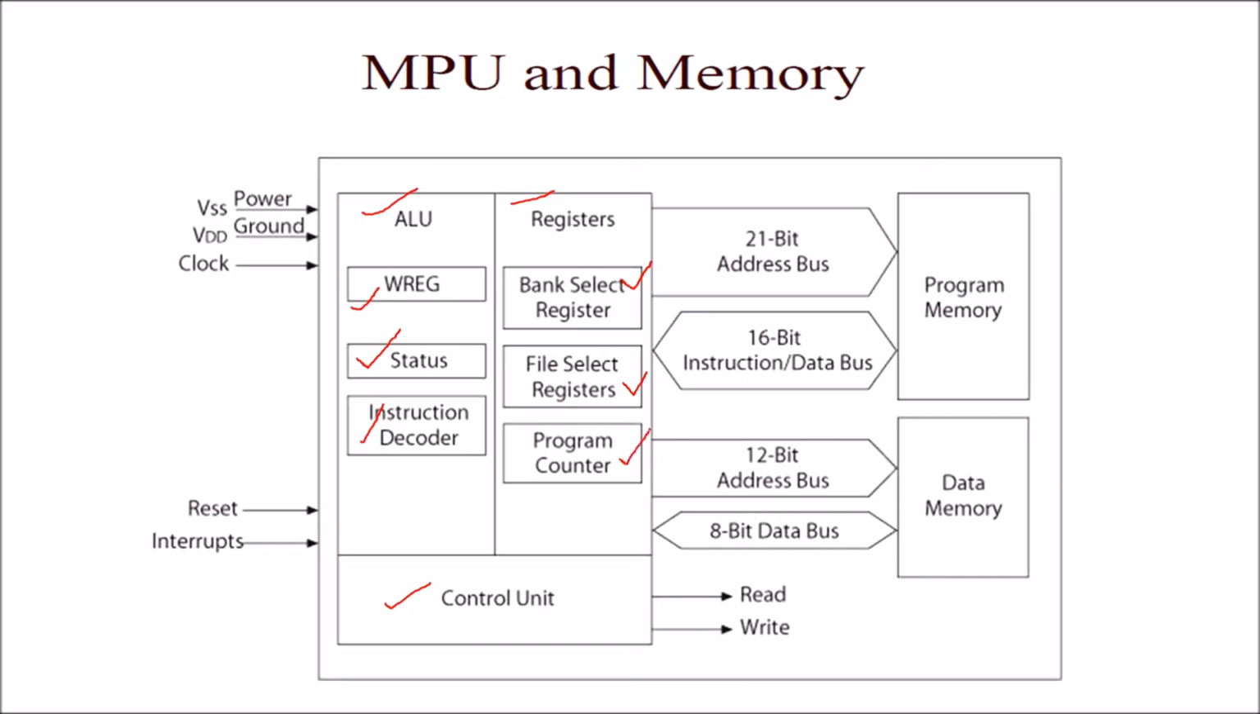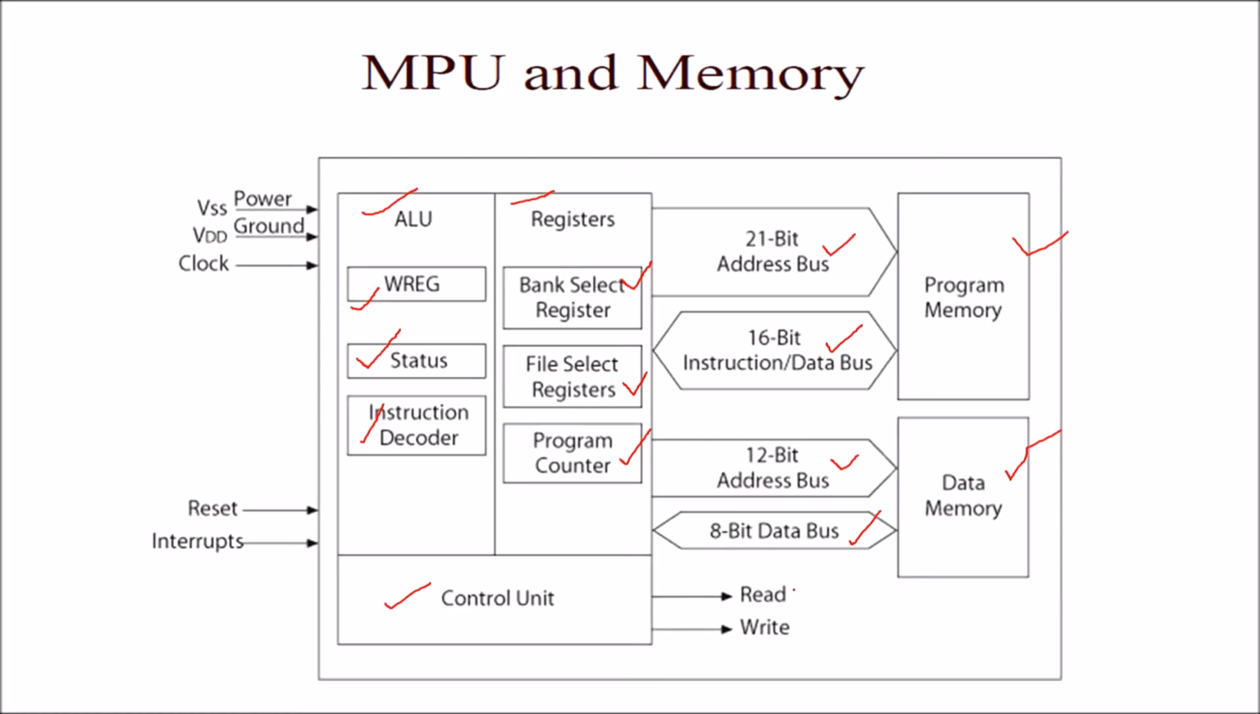And there is a program counter register which stores the address of a memory location, that is, the address of a program memory location. So the size of the program counter is 21-bit. There is a separate program memory and data memory as it is Harvard architecture. So the address bus from program memory is 21-bit and the data bus for program memory is 16-bit. So generally we fetch the instruction on this bus. Then data memory has a 12-bit address bus and an 8-bit data bus.